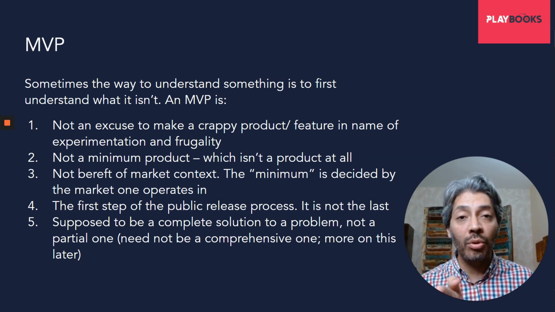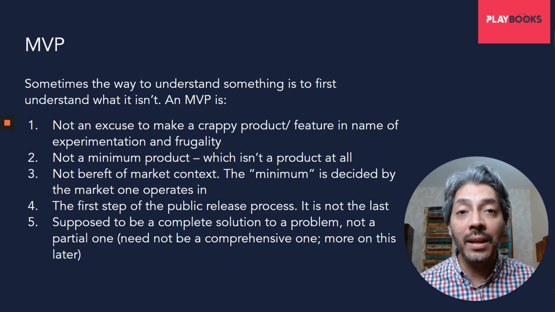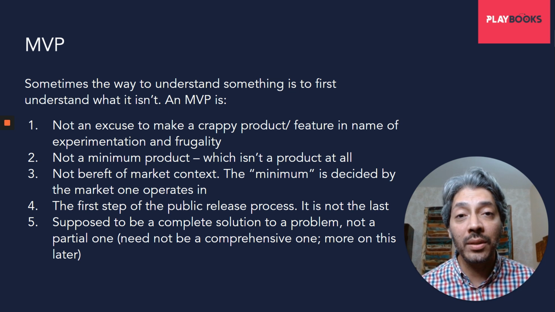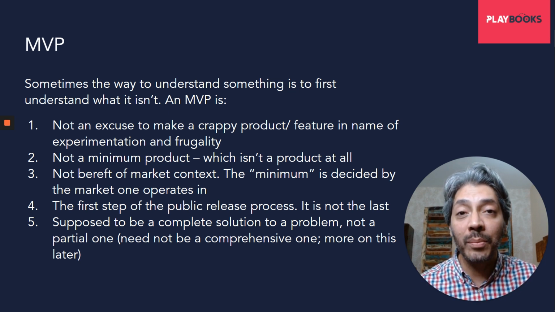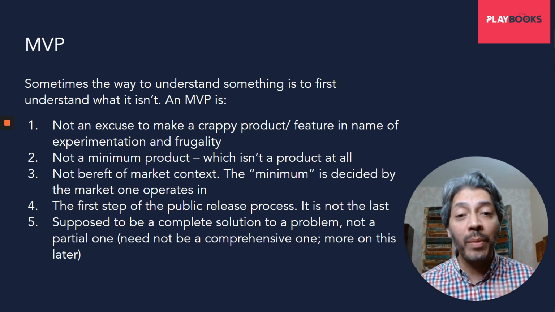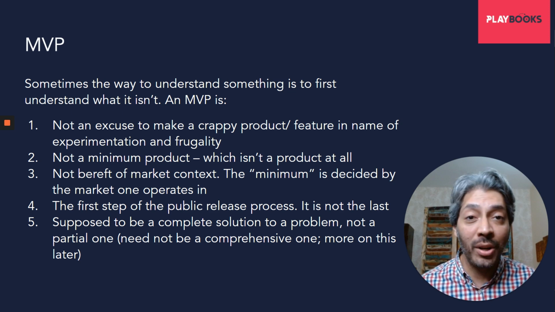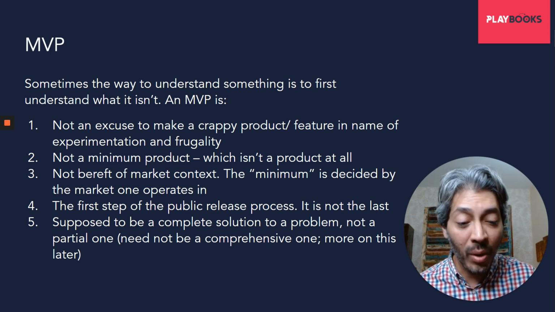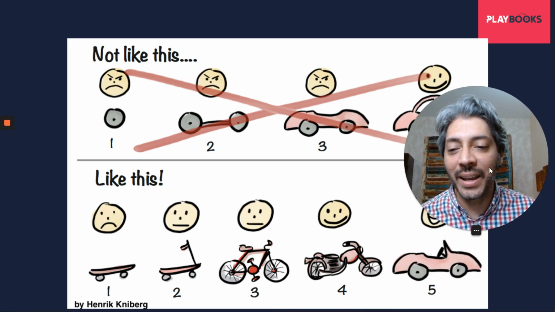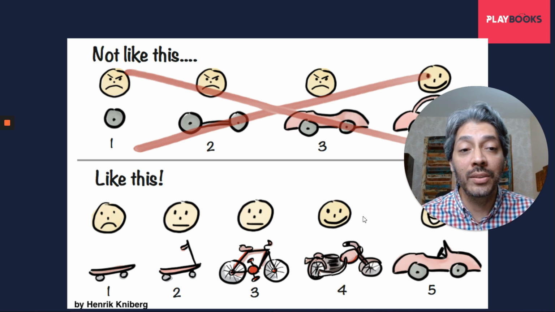It has to solve a problem end to end and be complete in its application, but need not be comprehensive. And we'll talk a little bit more about this, right? Because a lot of teams sometimes build products which actually don't even solve a problem end to end, which again goes back to my first point and my second point, that it's not a product and it's just minimum and not really viable, right? This is a very famous image by Henrik Kniberg, and it's used a lot when people talk about minimum viable products.